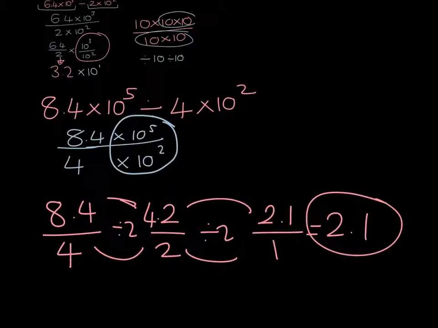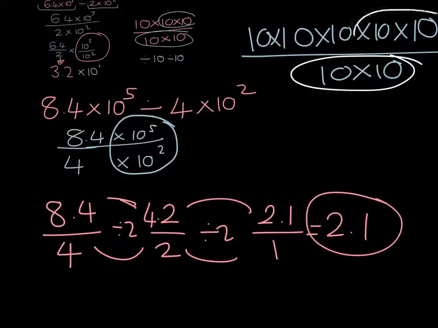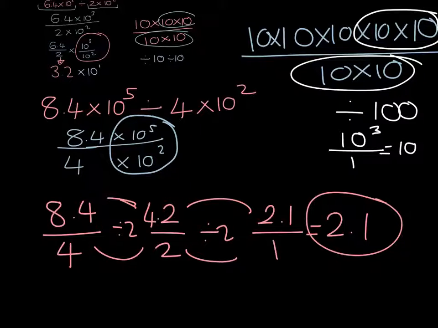powers, so 10 to the 5 is 10 times 10 times 10 times 10 times 10 divided by 10 times 10. We can see here there is 10 times 10 common to both, so I can divide by 10 times 10, which is the same as dividing by 100. That's going to get rid of the denominator, leave it over 1, so that would be 10 times 10 times 10, which is 10 cubed, over 1, which is 10 cubed. So our final answer, put it together, is 2.1 times 10 to the power of 3.